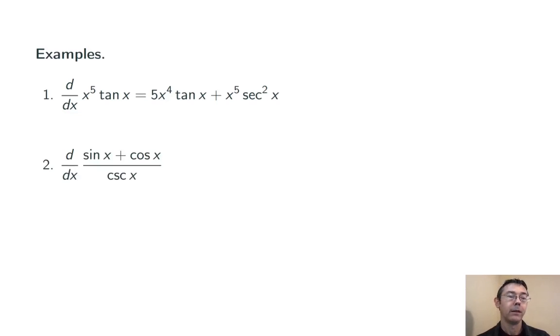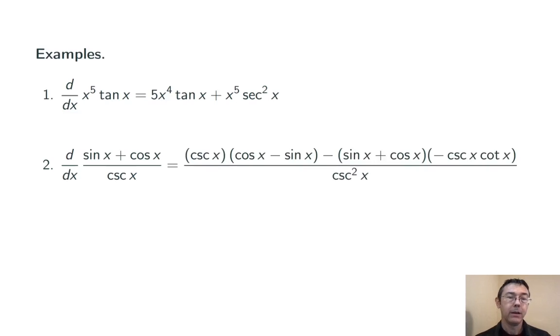Example 2. Differentiate sine x plus cosine x over cosecant of x. So this time it's a quotient rule, low d high minus high d low, draw the line, square below. The derivative of the top is cosine x minus sine x. The derivative of the bottom is negative cosecant x times cotangent x. Overall, here's the answer I get. And this could be simplified a little bit, but I'm not going to bother to do that just now.